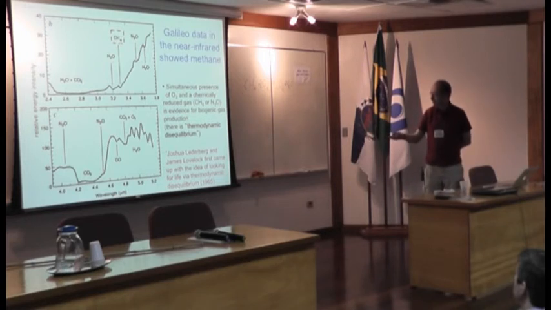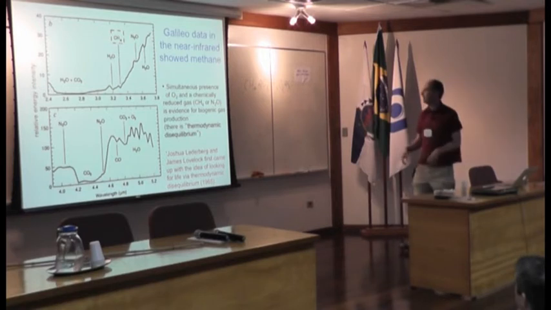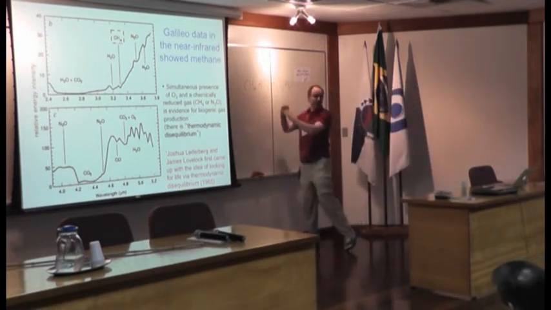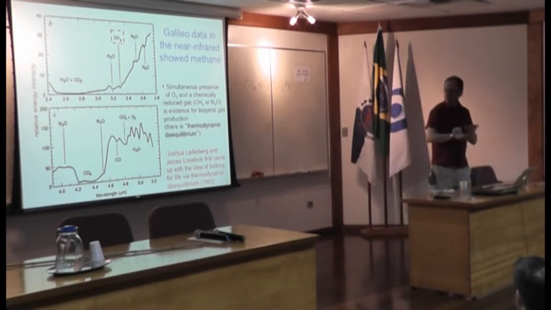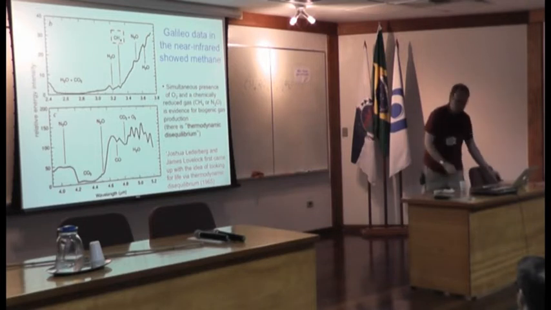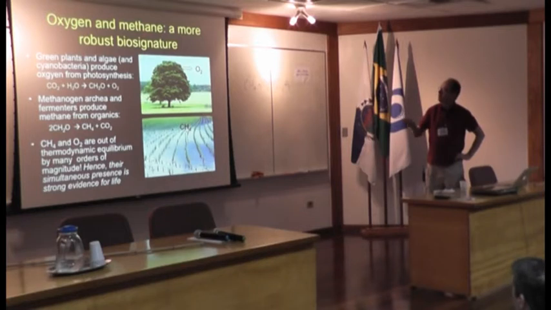This idea was originally suggested by Joshua Lederberg, a Nobel Prize winner in bacterial genetics, and James Lovelock, an atmospheric chemist. In 1965, there were 2 papers in the same volume of Nature saying, if we want to look for a biosphere, we look for chemical disequilibrium, because it shows that there are big fluxes of chemicals that, if it were a dead planet, should react together and not be there. And oxygen and methane are, in a sense, a robust biosignature.